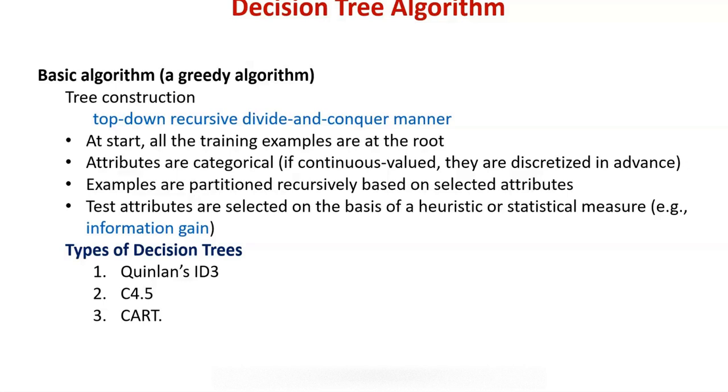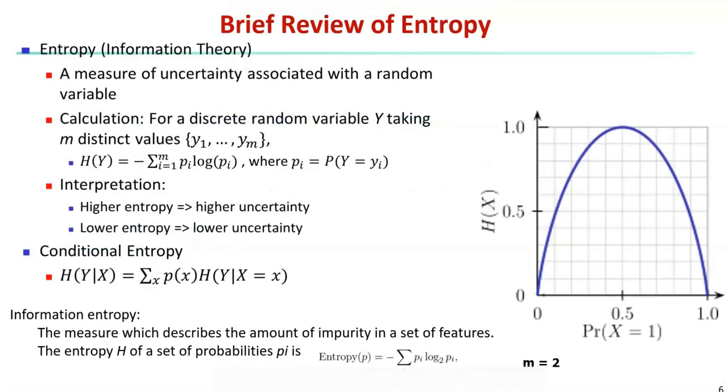Before that, there are different types of decision trees. One is ID3, C4.5, which is the revised version of ID3, and another one is CART, the classification and regression tree. And let us first review entropy.